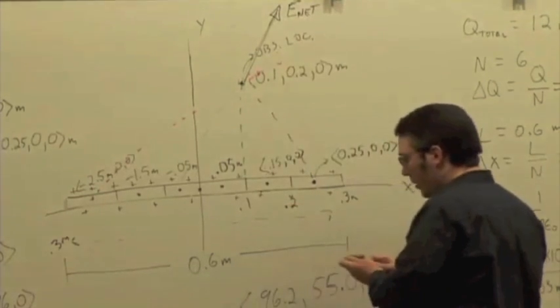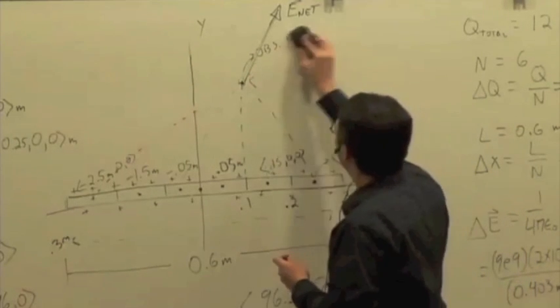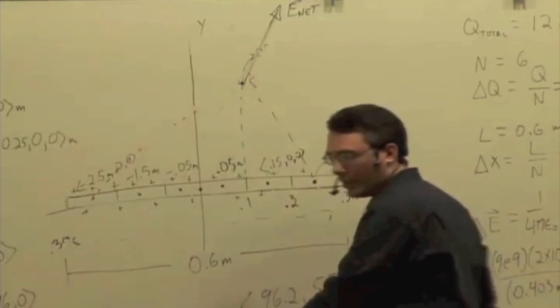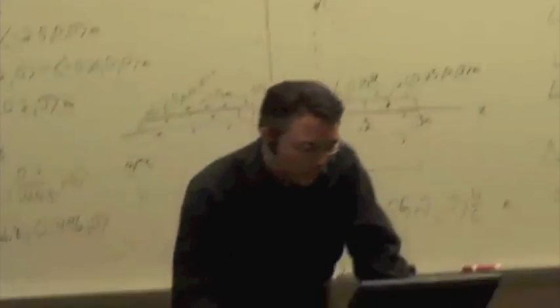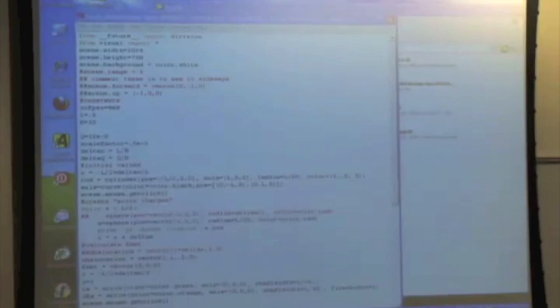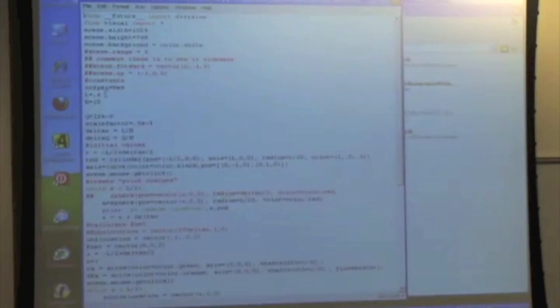Well, doing this by hand is a pain. So let's see if we can do it on a computer instead. Okay, let's see. I've got it set to length is 0.6. Number of segments, we wanted 6 segments. Charge is 12 times 10 to the minus 9 coulombs.